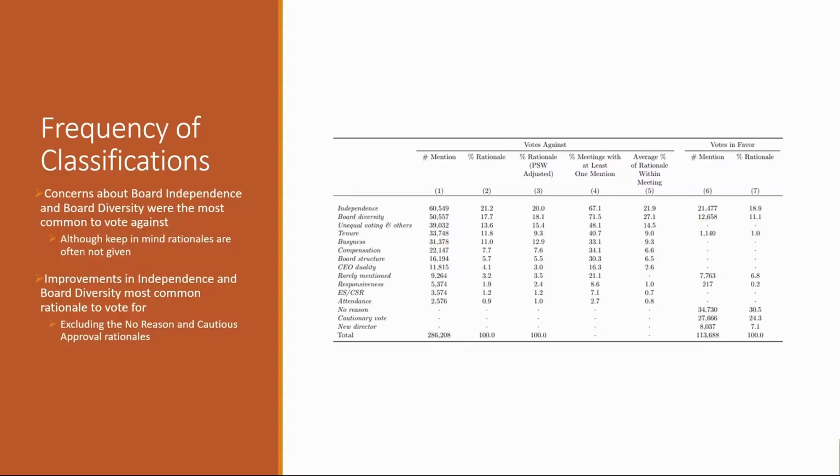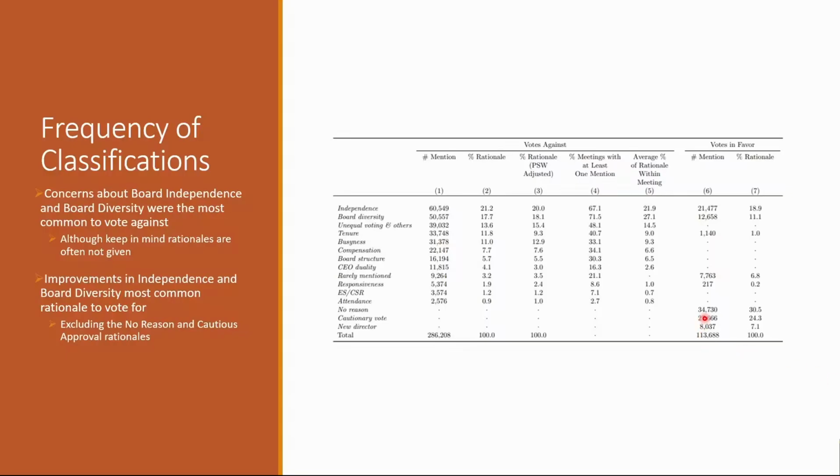Now, in terms of the frequency, they count them. And independence, board diversity are mentioned a lot. Things like attendance and environmental, corporate, social responsibility are mentioned much less. So there's definitely big gaps in which rationale is being used. But do keep in mind that there's a pretty low chance that you're going to see a rationale at all. So again, this is self-selected. And votes in favor were pretty much all about independence and board diversity and very little else.